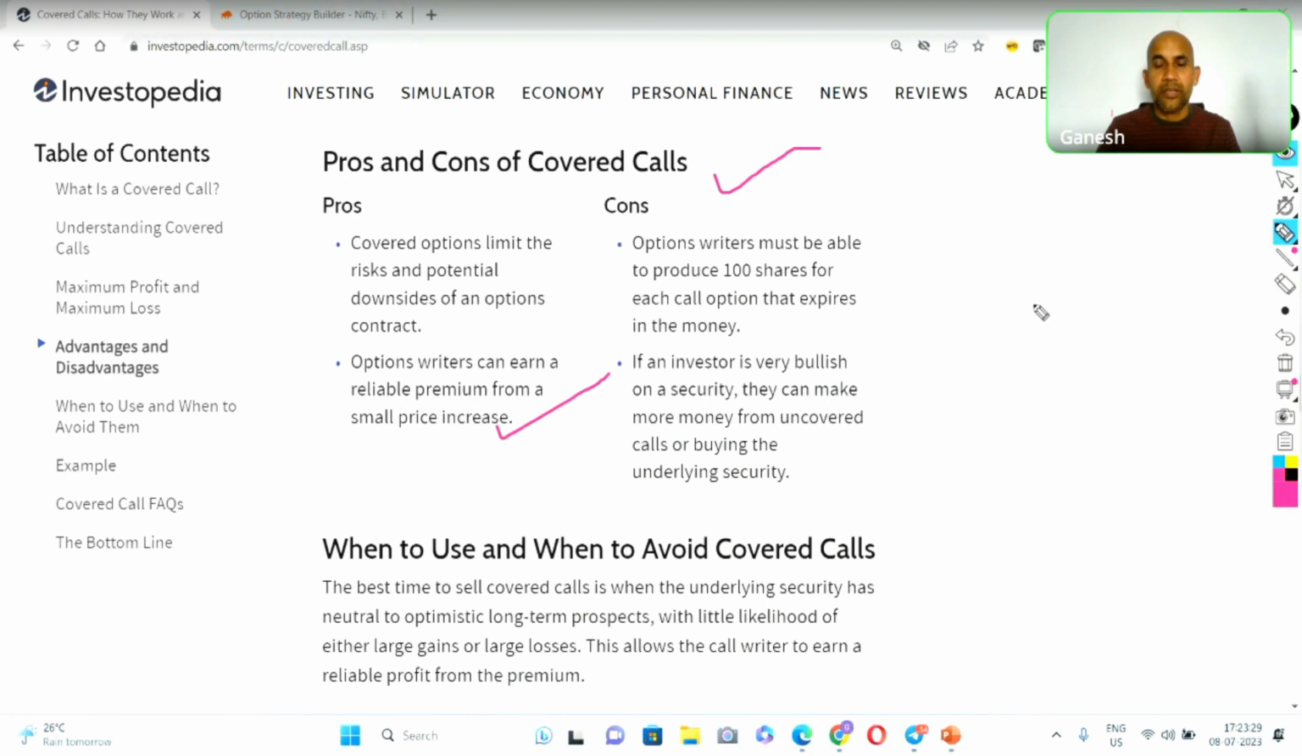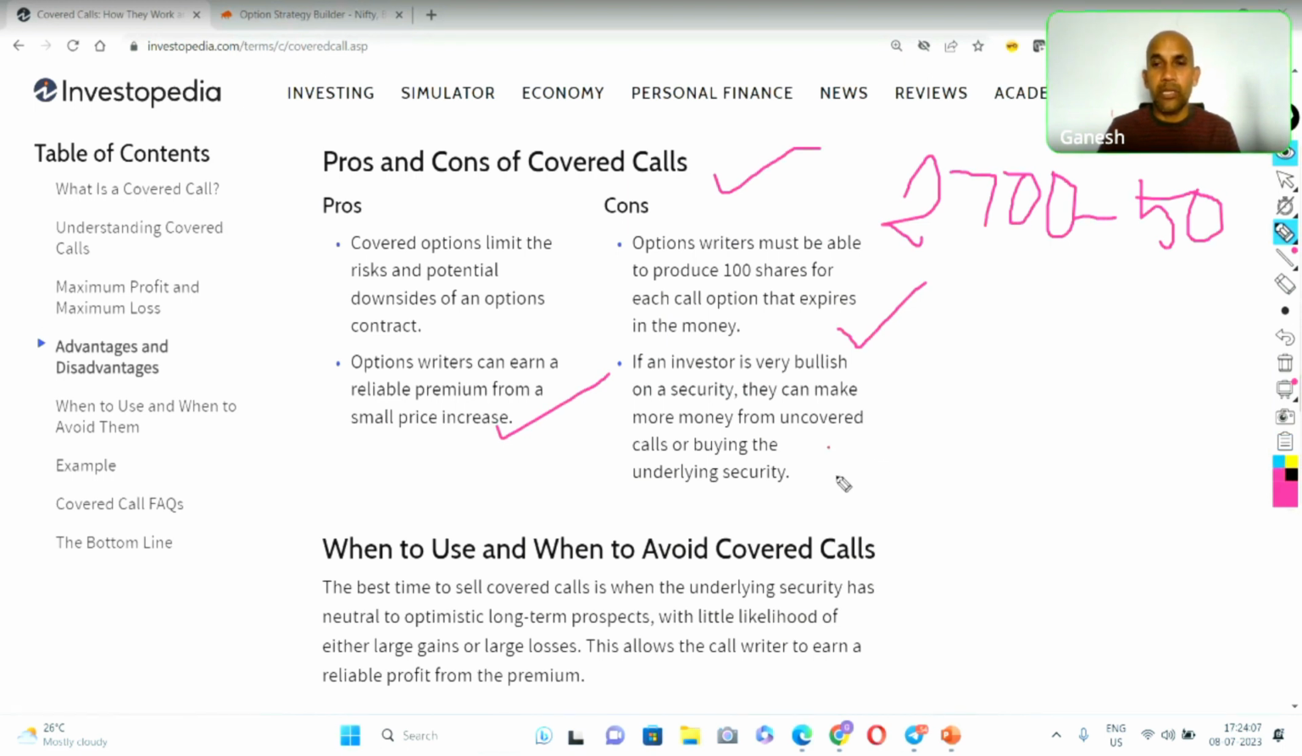What are the cons? If the stock goes beyond our strike, let's say we sold 2,700, our intention is to hold it for the long term, but the stock went up to maybe 2,702 or 2,750, meaning it went much higher than our strike price. Eventually, we'll have to give away the underlying stock. Our intention was long term, but we have given it away very quickly. Of course, we got a profit, but our purpose was not fulfilled.